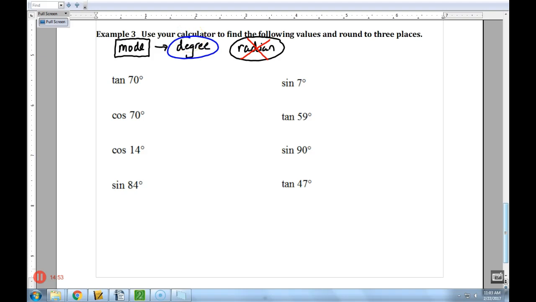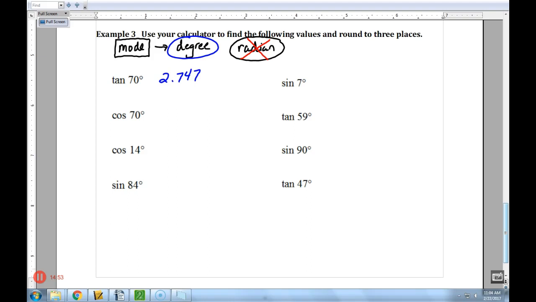So let me just check the mode on my calculator. Make sure I'm right. And I am. So the tangent of 70 degrees, when I punch this in my calculator, I get 2.747, and then the next digit would tell me to keep it a 7. So if you're in degree mode, that's what you should get. If you are not in degree mode, you'll get something radically different. Let me change mine to radian and show you what the wrong answer would be.